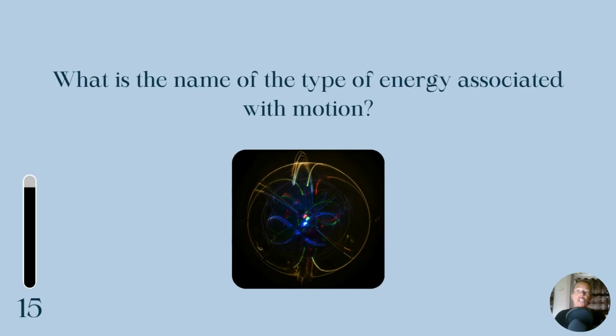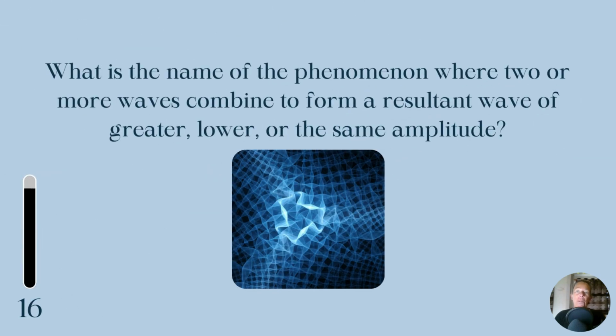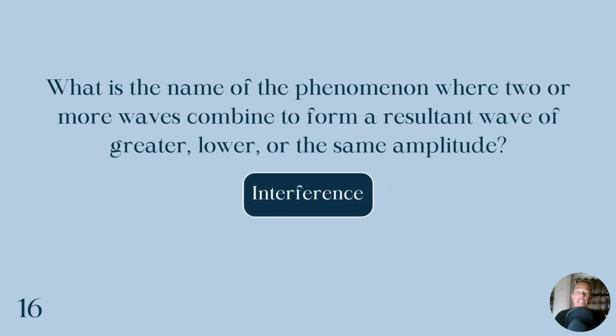What is the name of the type of energy associated with motion? Kinetic energy. What is the name of the phenomenon where two or more waves combine to form a resultant wave of greater, lower, or the same amplitude? It's interference.